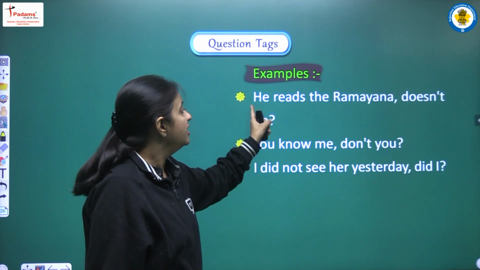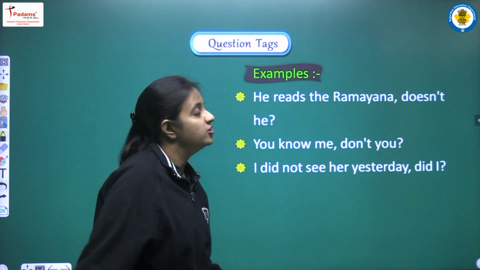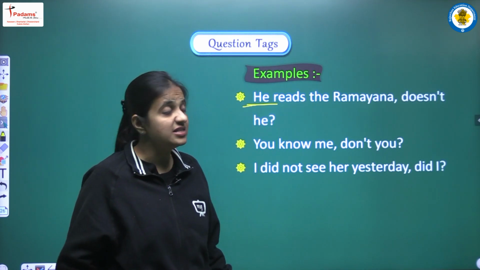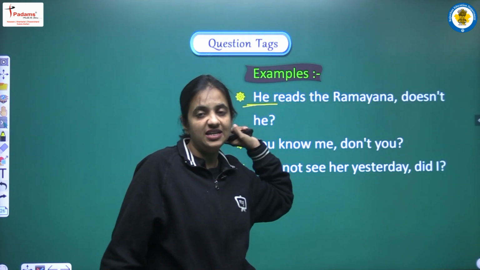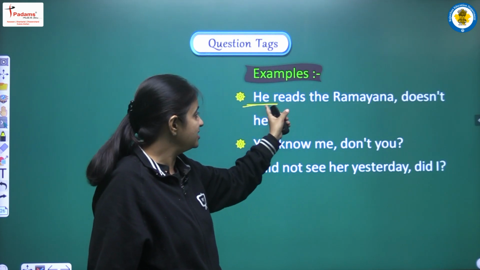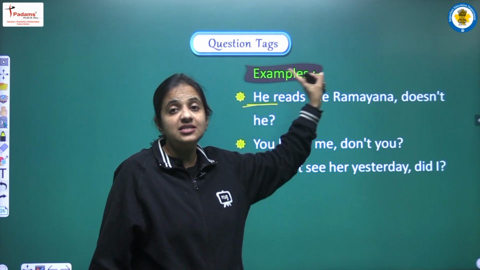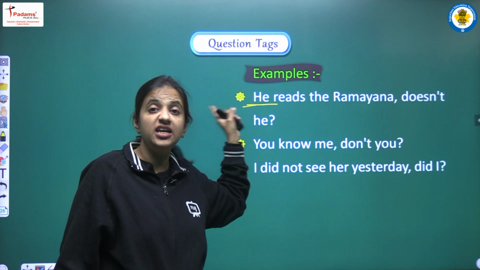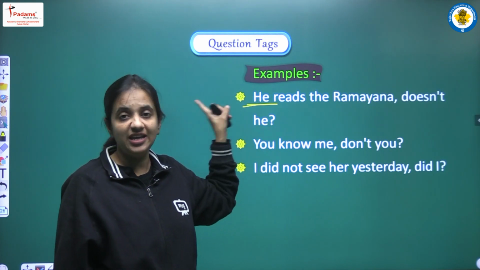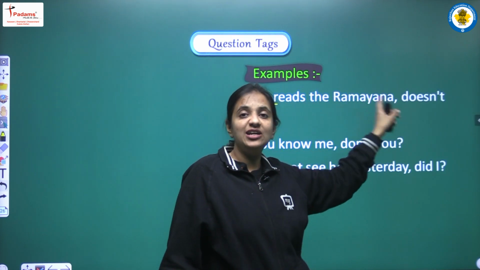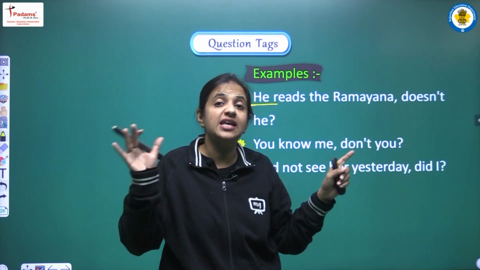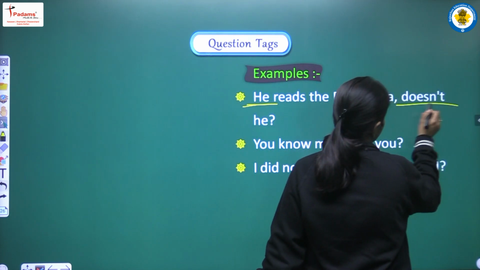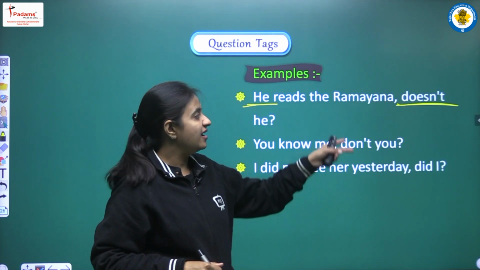The first one is he reads the Ramayan. So in this sentence we can see that we have he as the subject of the sentence. This is the first part of this sentence, that is he reads the Ramayan. So in this sentence, what is the subject? The subject is he, because who is reading? He is reading. So he is the subject. Now we have to write the second part of the sentence, that is the question tag. So first of all we have to write the auxiliary. So we are writing doesn't.